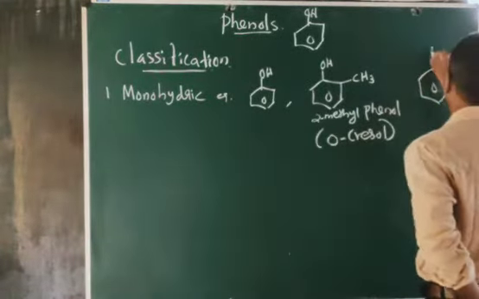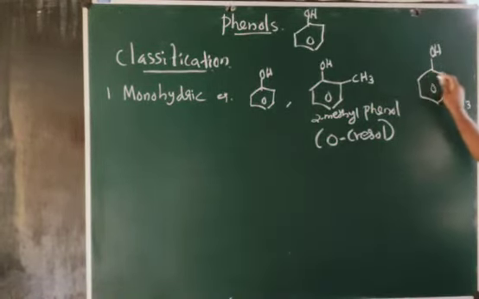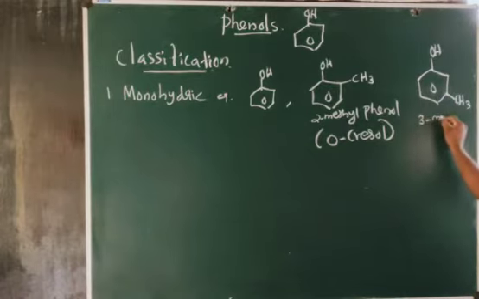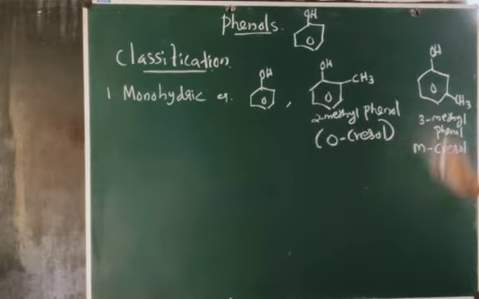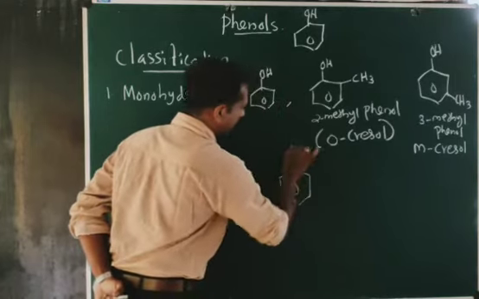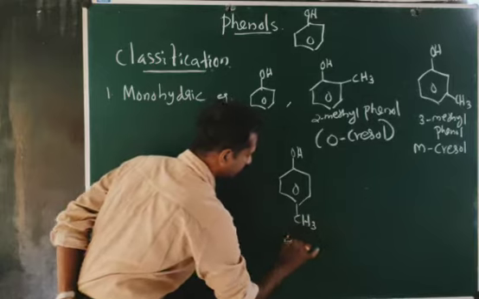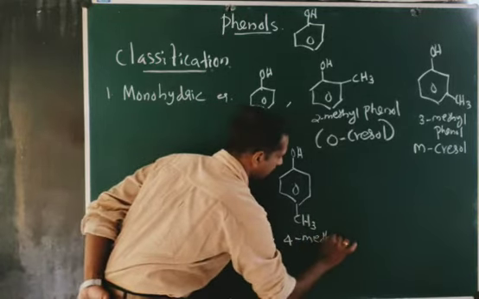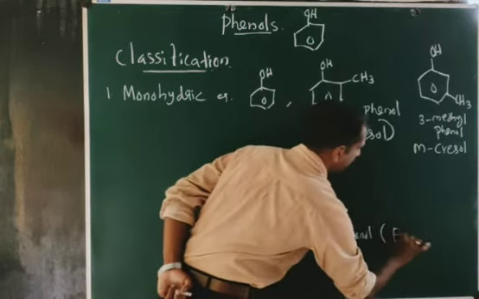Another one. You can see that the CH3 group is in the third position: 1, 2, 3. This is 3-methyl phenol, which is known as metacresol. And the next one, here it is OH and the CH3 group is in the fourth position. This is 4-methyl phenol, which is known as paracresol.